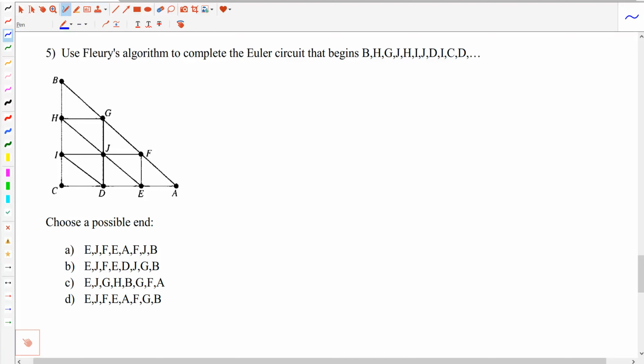In this next example, we're going to be given part of an Euler circuit that has been traveled, and we are going to determine how to finish it. Now this problem says to use Fleury's algorithm, so the key thing about the algorithm is just that we want to walk across bridges last.